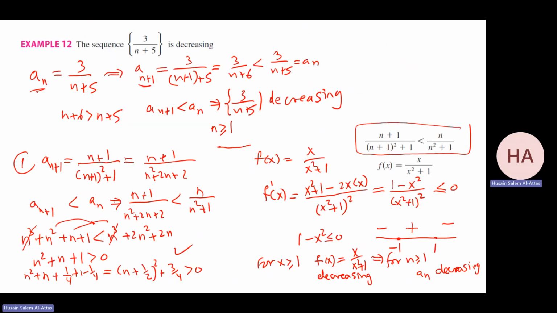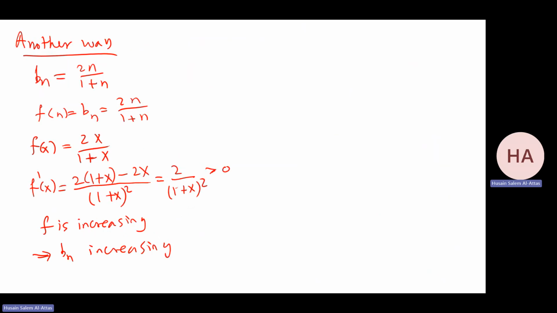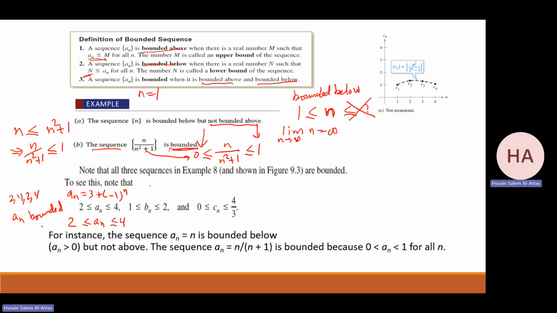Now we'll come to the second one. What was the second one? b_n equals 2n over 1 plus n. Can I bound this? Let me check it here. By the way, not always can you do it. Let me check the values. I can prove it or not. Sometimes you need to do it by something called mathematical induction, which I will explain later.